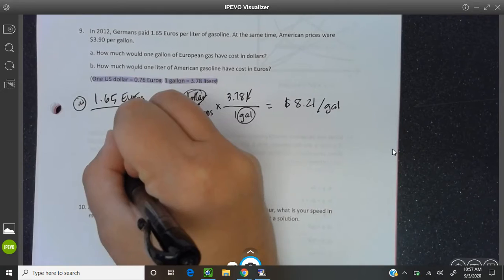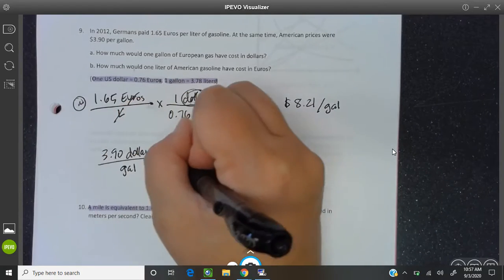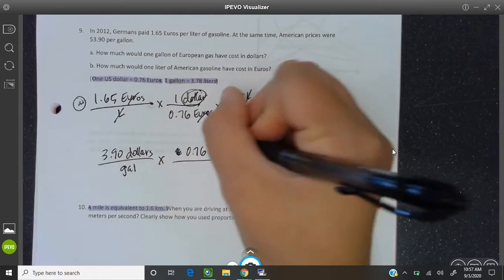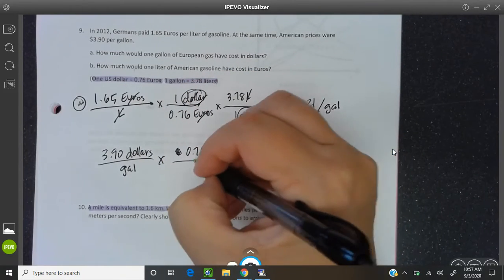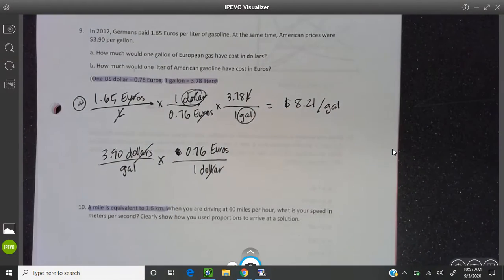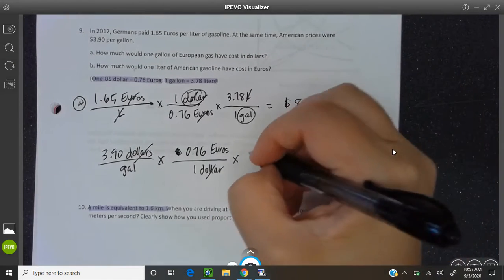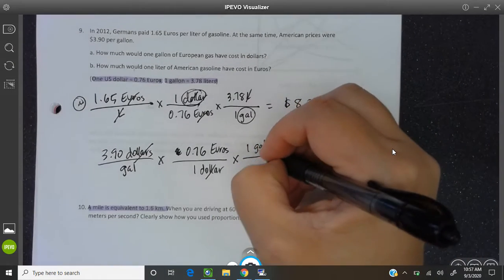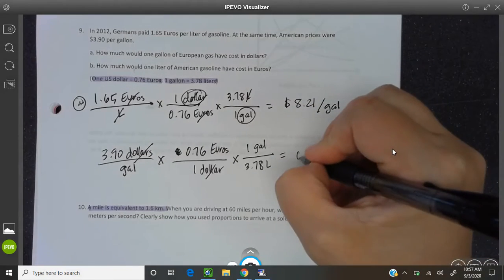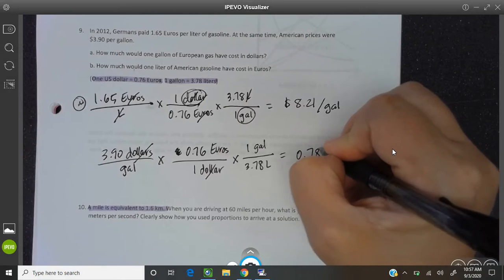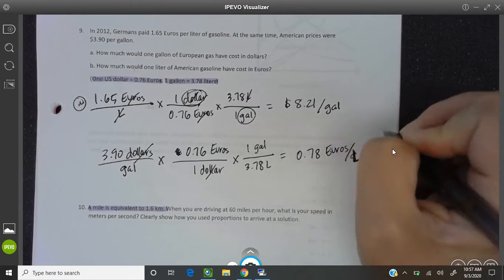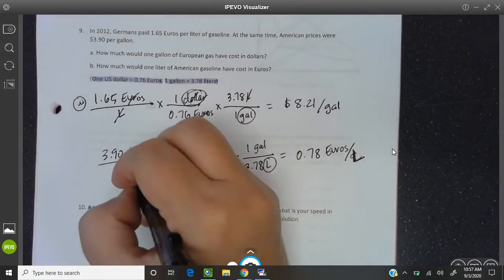So we've got dollars per gallon. Convert it first to euros. 0.76 euros per $1, which is going to allow dollars to cancel. And then we have to convert liters and gallons. So for every 1 gallon, we have 3.78 liters. So that, when we calculate it out, is going to be 0.78 euros per liter. So keeping liters in euros.